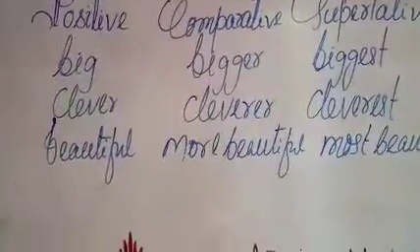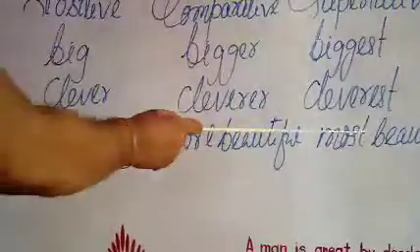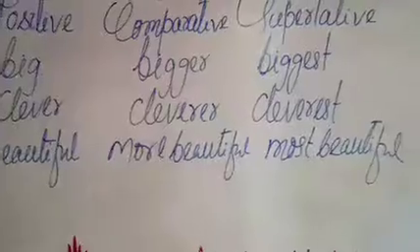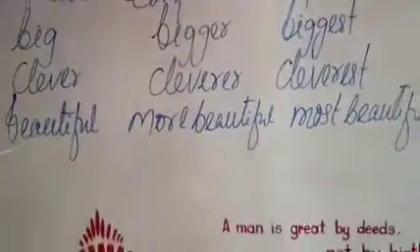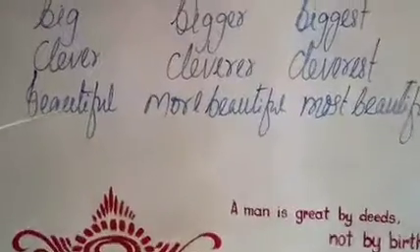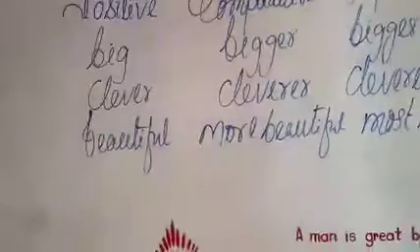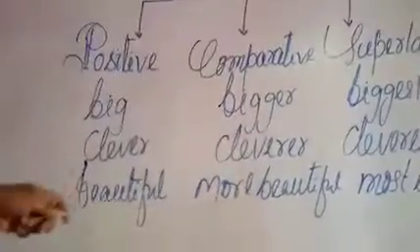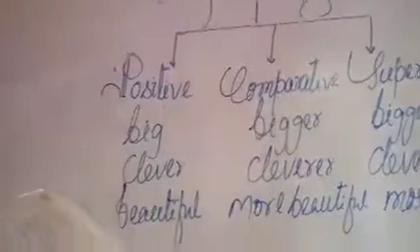Just you see, beautiful, more beautiful, most beautiful. So the word beautiful consists of more than 2 syllables. One is A and another U. So any adjective consisting of more than 2 syllables takes more in comparative degree and most in superlative degree. My dear students, just go to your book, page number 26, to know more about it.